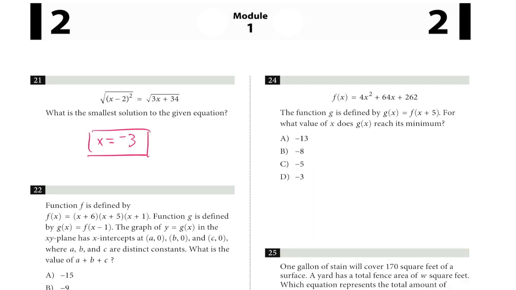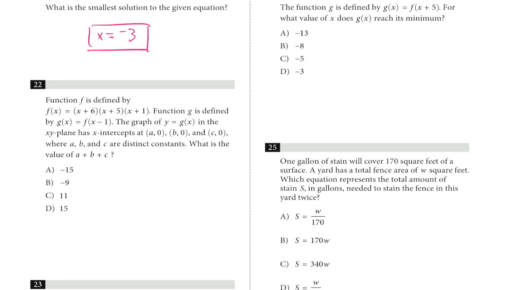All right, number 22. Function f is defined by f of x equals x plus 6 times x plus 5 times x plus 1. Function g is defined by g of x is equal to f of x minus 1. The graph of y equals g of x in the xy plane has x-intercepts at a, comma 0, b, comma 0, and c, comma 0, where a, b, and c are distinct constants. What is the value of a plus b plus c? So obviously we probably should try to figure out the values of a and b and c respectively, to be able to add them.